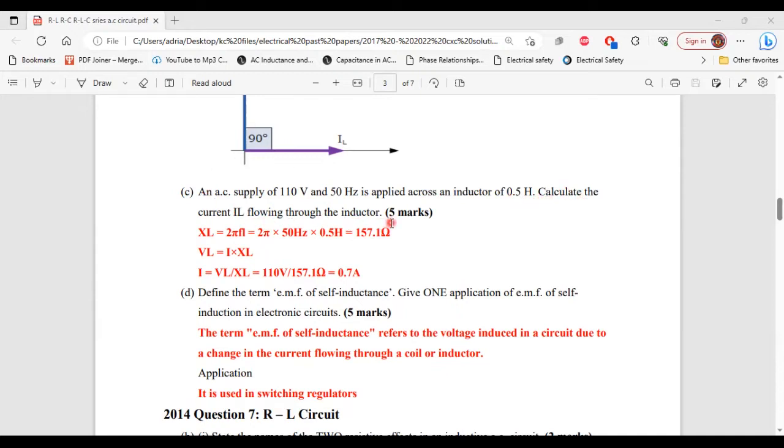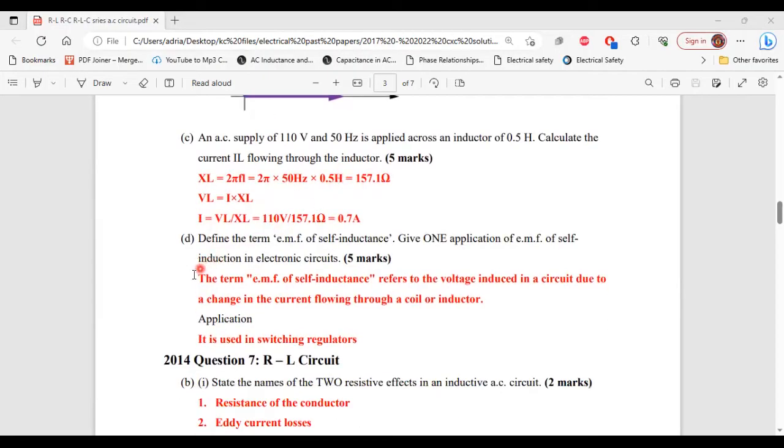The first thing that we'll have to do is to calculate XL. So XL is equal to 2 pi FL, that is 2 pi times 50 hertz times 0.5 Henry. That will give us 157.1 ohm. So VL is equal to I times XL, and from that formula, we can calculate the current. So current is equal to VL divided by XL, and that is 110 volt divided by 157.1 ohm. That will give us 0.7 ampere. So that's it for part C.